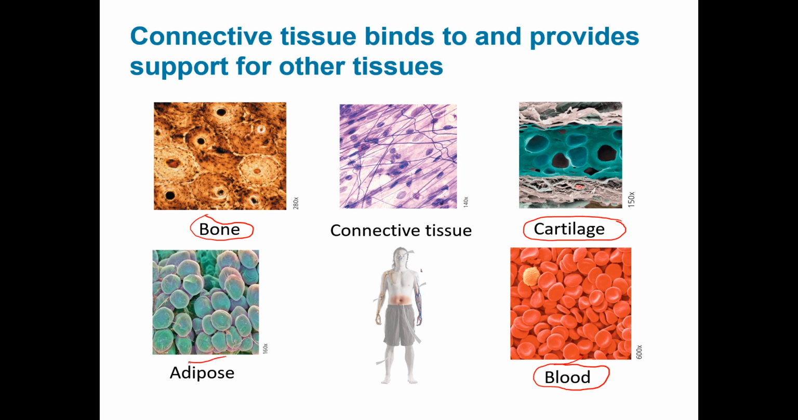Does anyone know what adipose tissue is? Adipose tissue is fat tissue. So there are cells called adipocytes. Adipocytes are fat cells. It's a fancy way to say fat cells. It's ending here, cyte, something we introduced in lab, means cell. So adipose, fat cells.